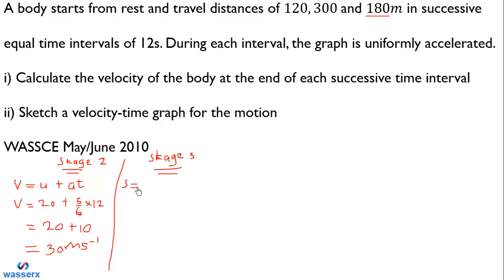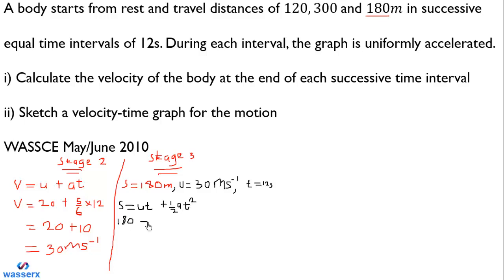We know the distance this time is equal to 180 meters. Then we have the initial velocity to be 30 meters per second that we had from the previous stage. Then we find our time to be 12 seconds still. So we use the formula again, s equals ut plus half at squared.